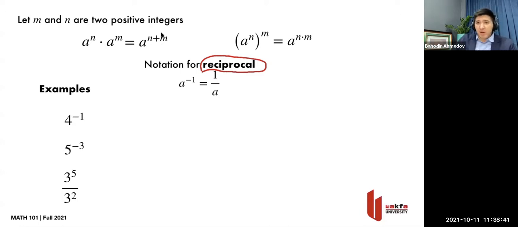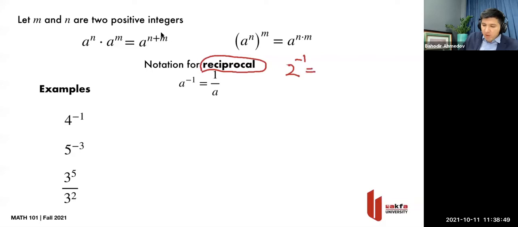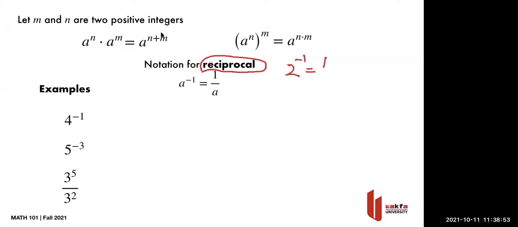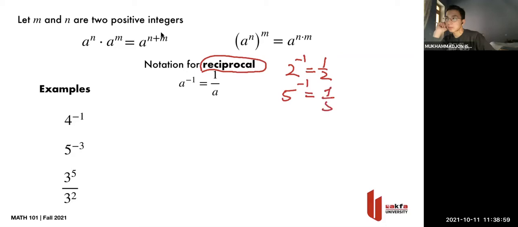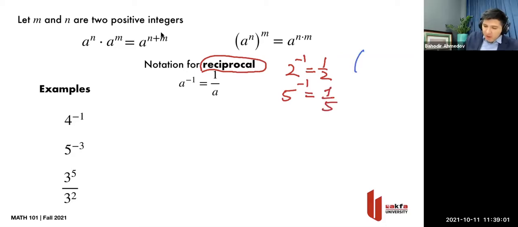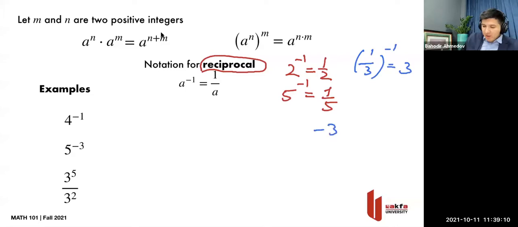So the reciprocal of a number is just the inverse of a number, okay? For example, if I ask, what is the reciprocal of 2? 1 over 2. What is the reciprocal of 5? 1 over 5. What is the reciprocal of minus 1 over 3? 3. Minus 3, right? What is the reciprocal of minus 3?